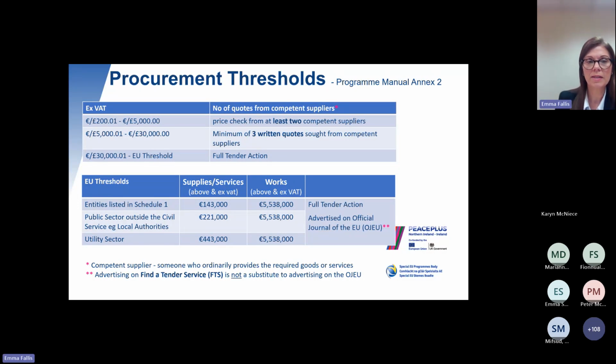So these are thresholds that have been set by the Commission, and then depending on the type of project that you are, or your organisation, if you're public sector or one of the entities identified in Schedule 1, different thresholds apply for supplies or services or for works. Again, the EU thresholds are only expressed in euro and the values are excluding VAT. So if the value of your contract is felt to be close to or above the EU threshold, you must be advertising on the Official Journal of the European Union and retain the evidence of that.